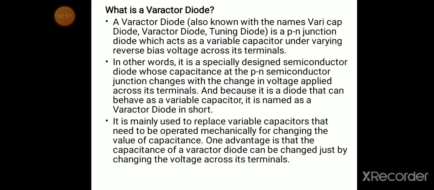This diode is also known as the varicap diode, varactor diode, or tuning diode. In other words, it is a specially designed semiconductor diode whose capacitance at the p-n semiconductor junction changes with the change in voltage applied across its terminals. Because it is a diode that can behave as a variable capacitor, it is named a varactor diode in short.